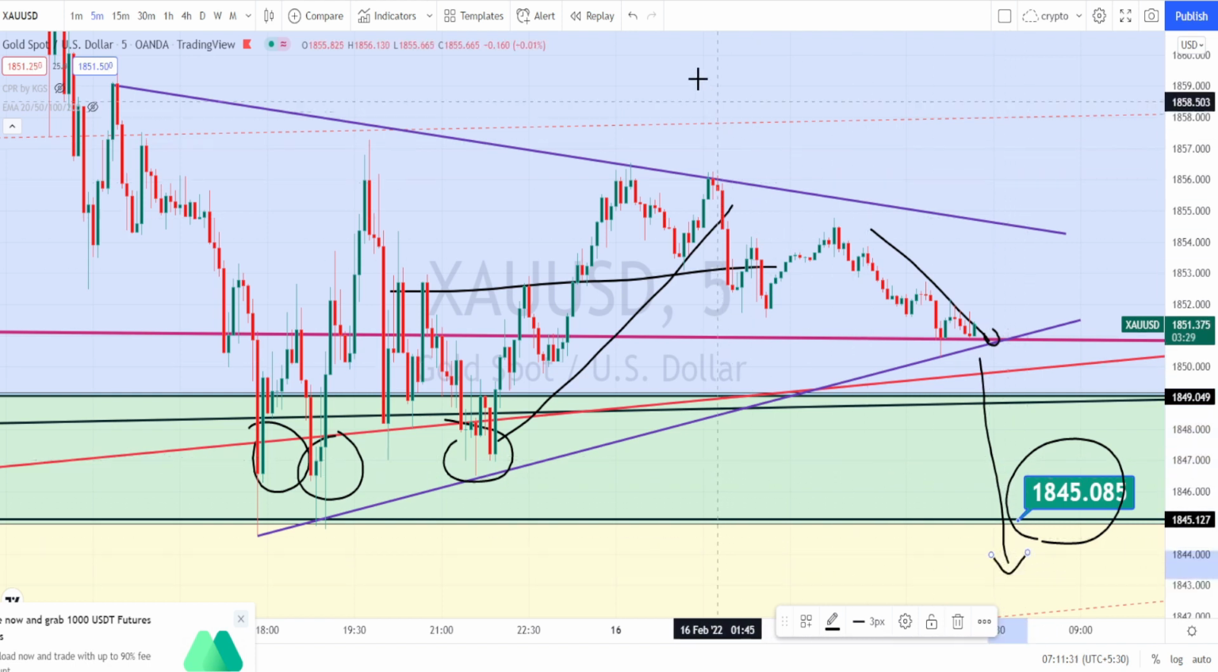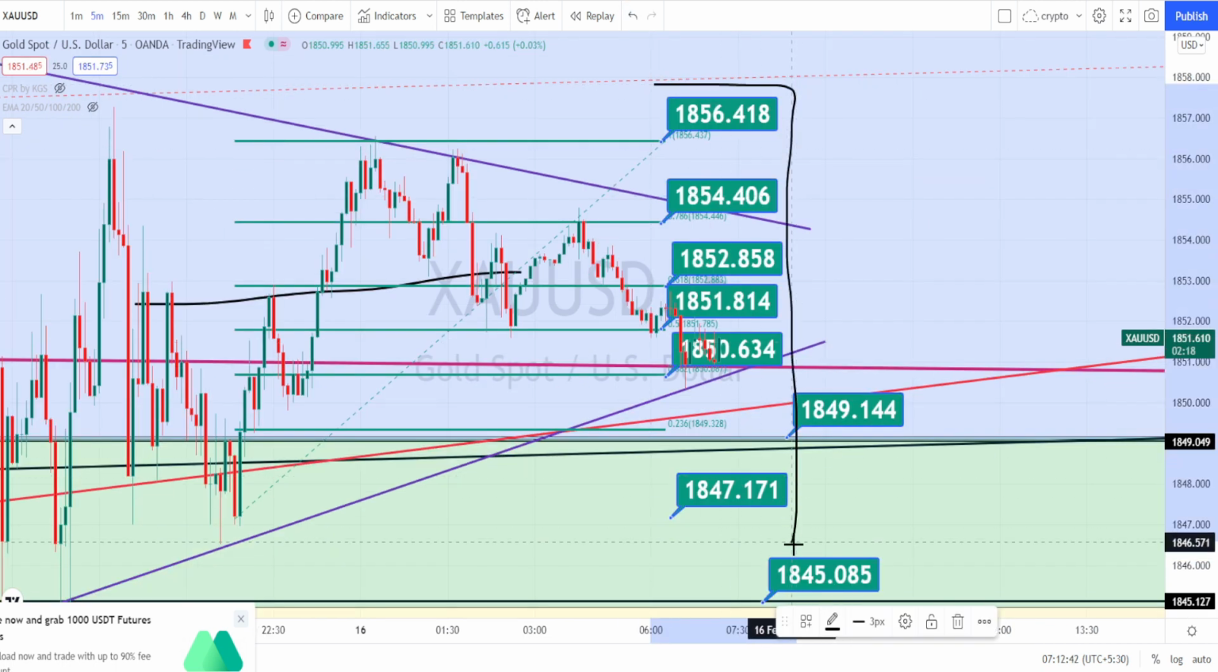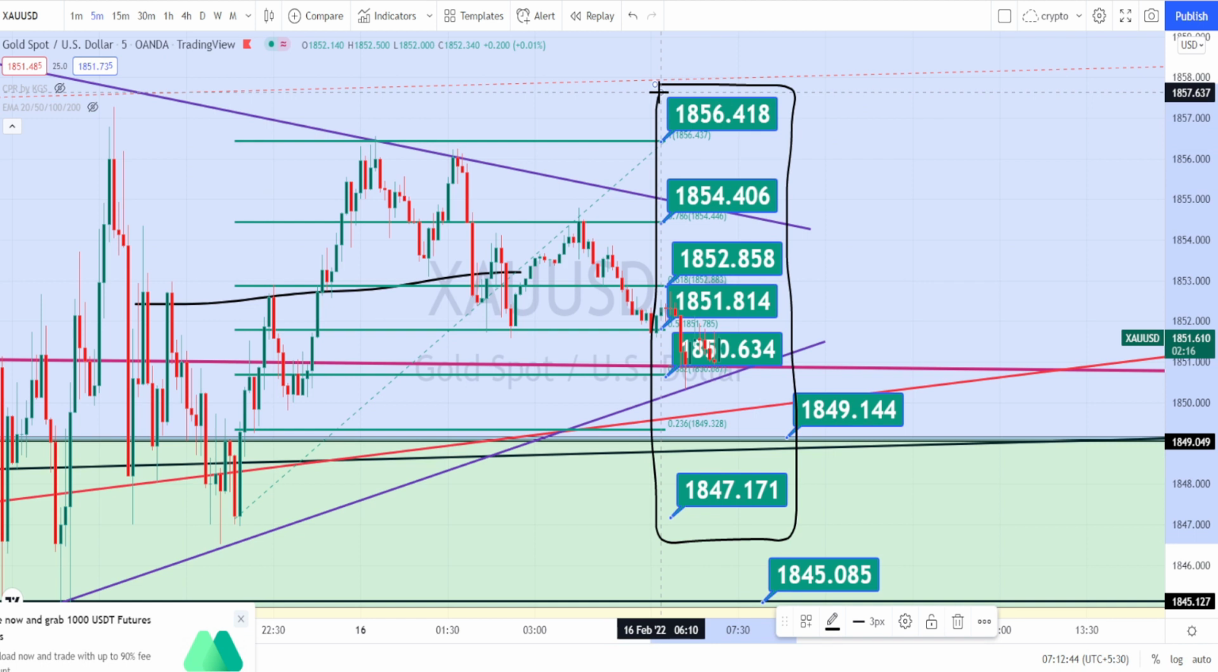Let us mark the support and resistance levels. So the values in green color boxes are the support and resistance levels in 5 minutes time frame.